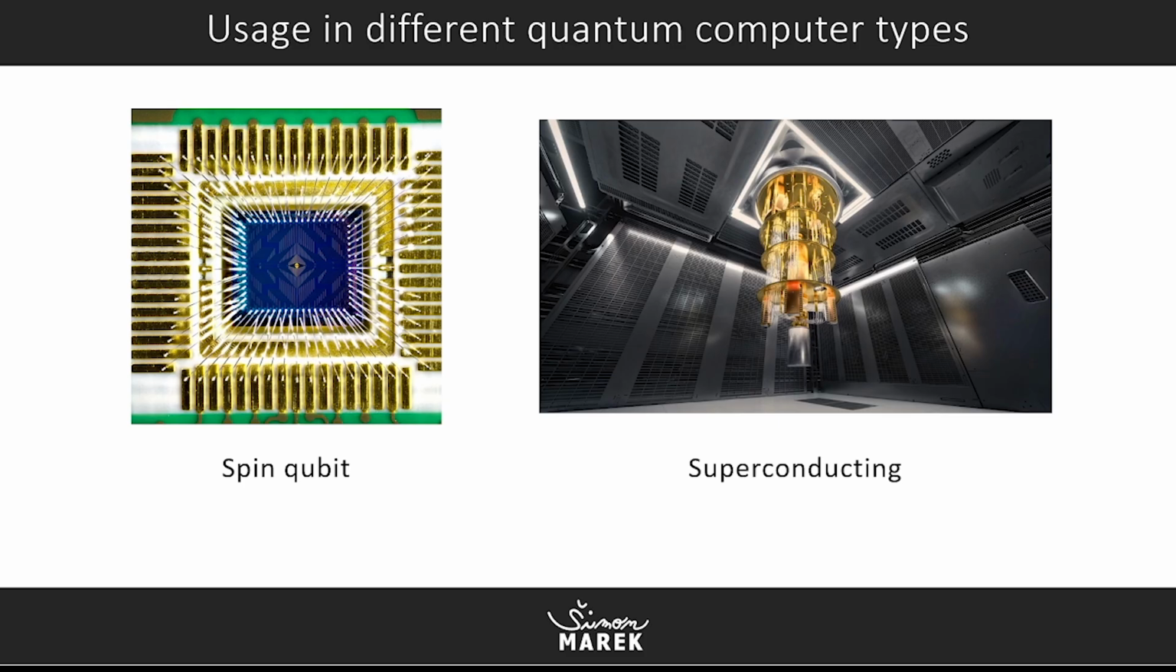Usage in different quantum computer types. There are two main types which can be used. It can either be used in spin qubit technology or in superconducting technology, which is a popular and leading technology for quantum computer types.